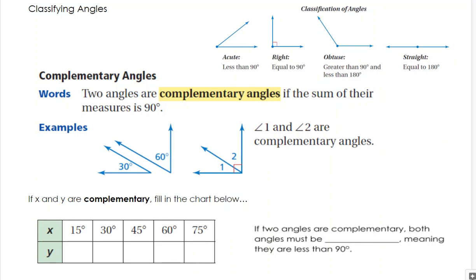Hello! Today we're going to learn some stuff about angles. So think back to what you know about angles. All right. So angles, you've learned this in the past. There's different types of angles.